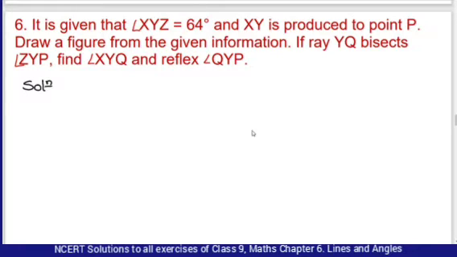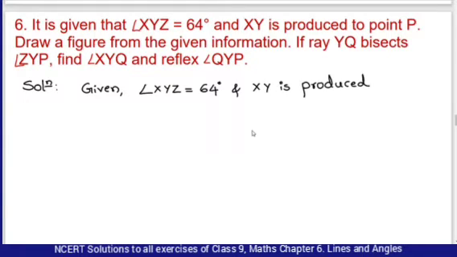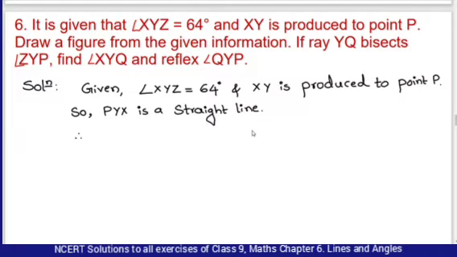Solution. Here it is given that angle XYZ is equal to 64 degrees and XY is produced to point P. So PYX is a straight line. Therefore, angle PYX is equal to 180 degrees.